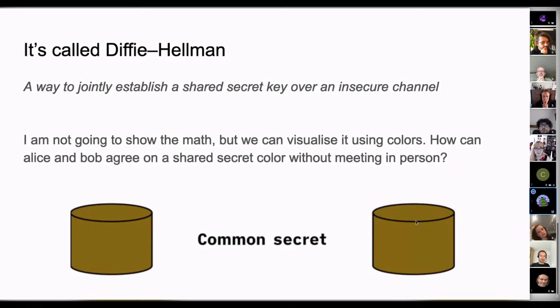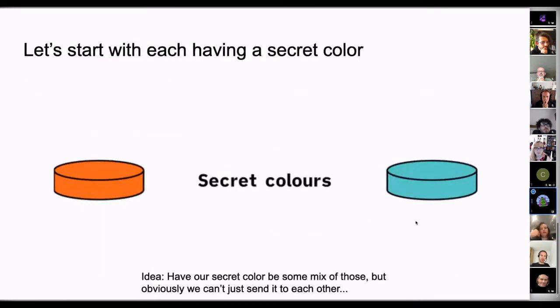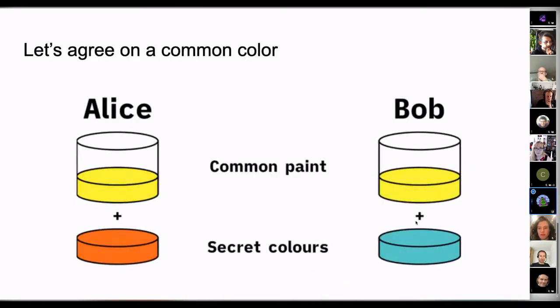The goal here is that we want to agree on a common secret color on an insecure channel. We each start by choosing a secret color. Alice has that reddish color and Bob the bluish color. I'm colorblind, so sorry if I'm not using the correct color name. The idea is that at the end, we want our secret color to be a mix of these two secret colors. But of course, I cannot just send my secret color on the unsafe channel because you would be able to see it. So the trick here is that we agree on a common color. Here it's the yellow. We both know the common paint and we each have our secret color.